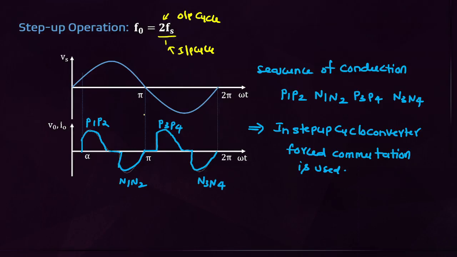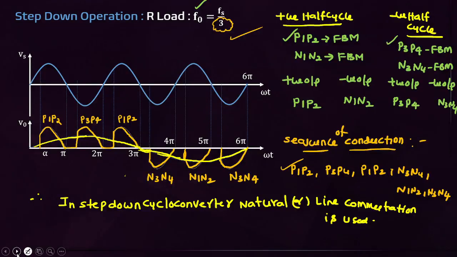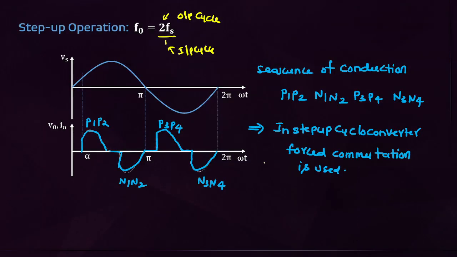Whatever in midpoint type, here also the same points, but the only difference is that in midpoint type the peak inverse voltage is 2 Vm, but in bridge type cycloconverter the peak inverse voltage is Vm. Here at a time 2 devices are conducting, but in midpoint type cycloconverter at a time 1 device is conducting. It is a step down operation. In step down operation, which commutation can we use? Natural commutation or line commutation. In step up operation, which commutation can we use? Forced commutation. In step-up cycloconverter, alternately positive group, negative group, positive group, negative group, like that devices will conduct. Easy to remember, students. Sequence also they will ask. Like this you remember only.